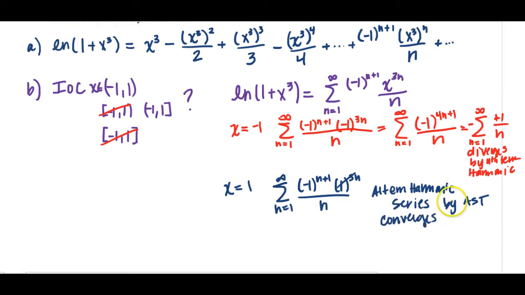So since this converges by the alternating series test, it's the alternating harmonic series, x equals 1 is included in the interval of convergence. So that means it's not this completely open interval, it's this half open interval from -1 to 1, close bracket around 1, open around -1.